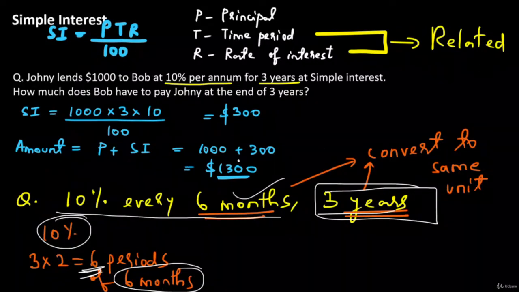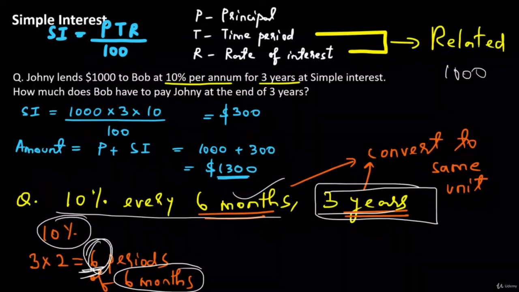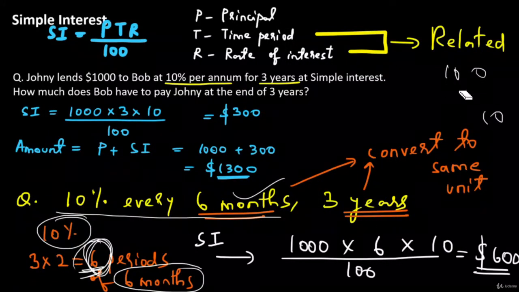So we get the simple interest is equal to 1000, which is the principal, and the time period is 6, this 6 over here, and the interest rate is 10. So we apply the formula 1000 into 6 into 10 by 100, and that's equal to $600, and that gives you the simple interest. Now you could also convert this into years. So let's try to do that also quickly. Let's make some space over here.